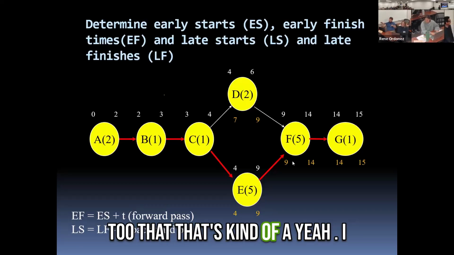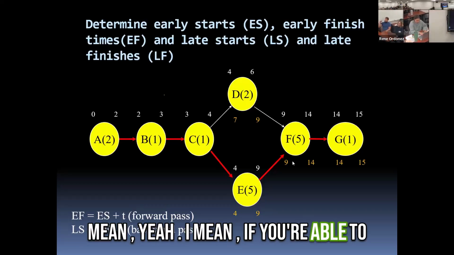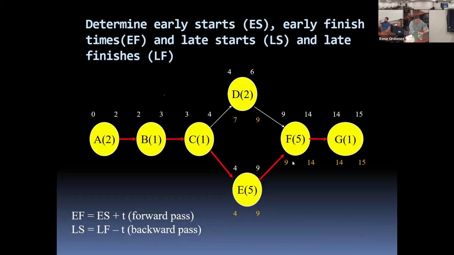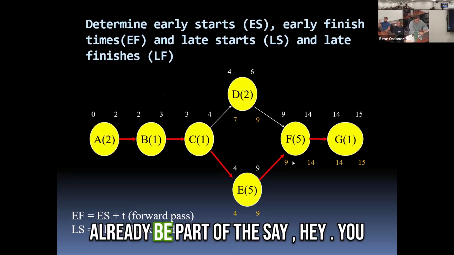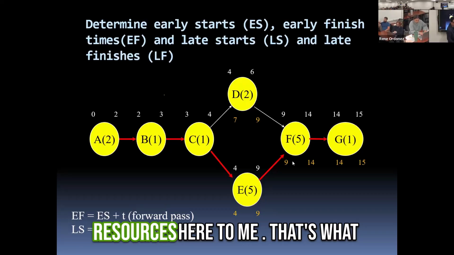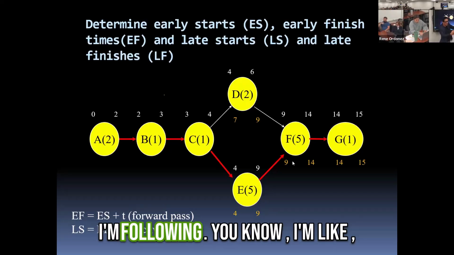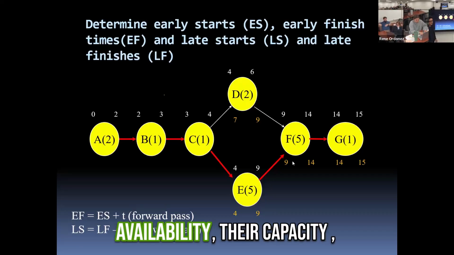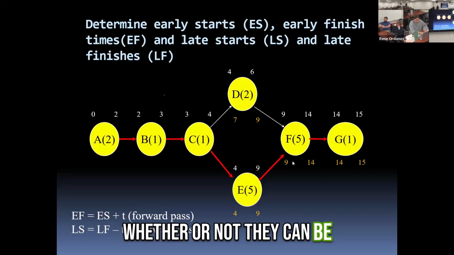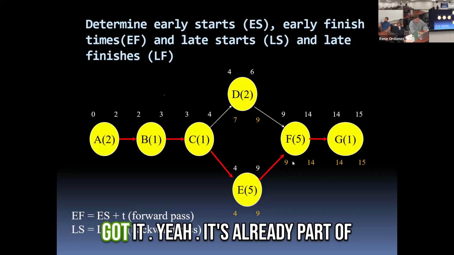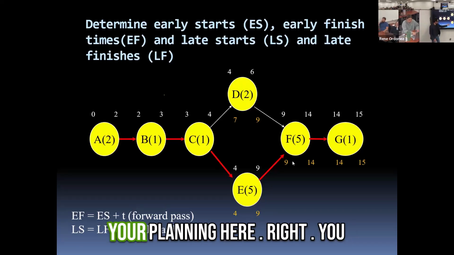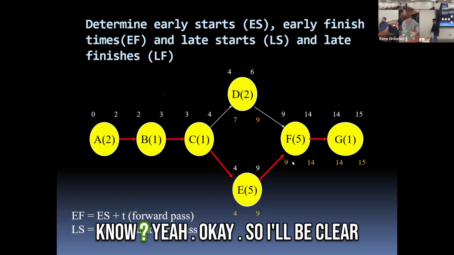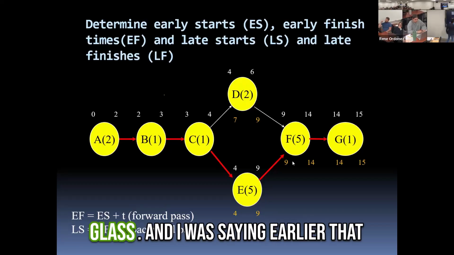They're two separate departments. If you're able to allocate those in the planning, that should already be part of it. Say, hey, I'm going to allocate the resources here. This is part of what I'm already going to assign you to, 5 days. Each department's availability, their capacity, whether or not they can be available for the project, is already part of your planning here. Right. Okay, so are we clear in terms of the backward pass?